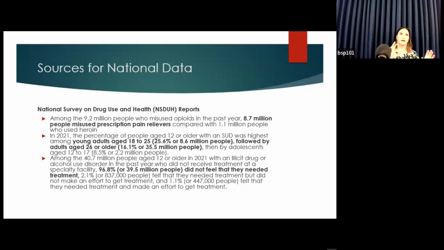Now, when you look at who is suffering from substance use disorders, really young adults are kind of the biggest population to think about.